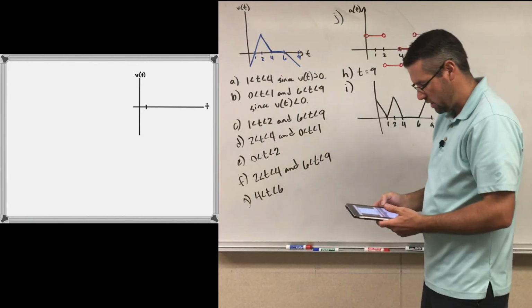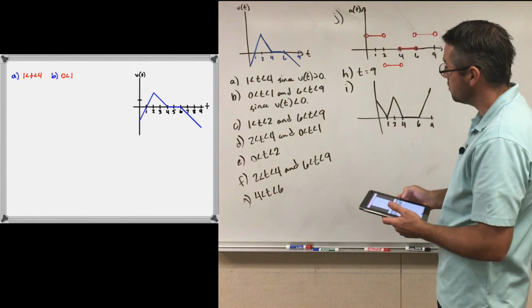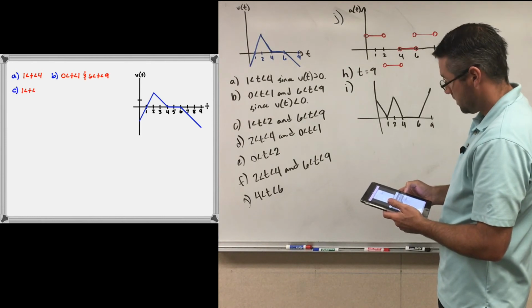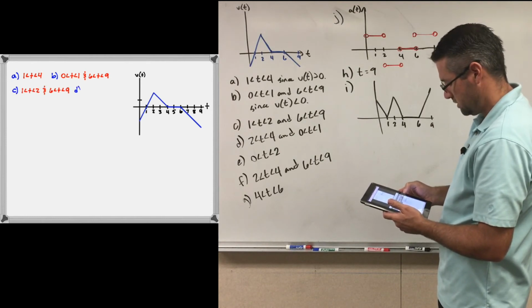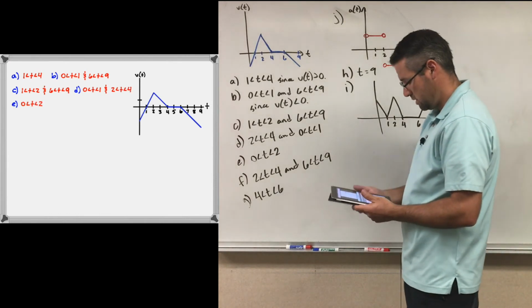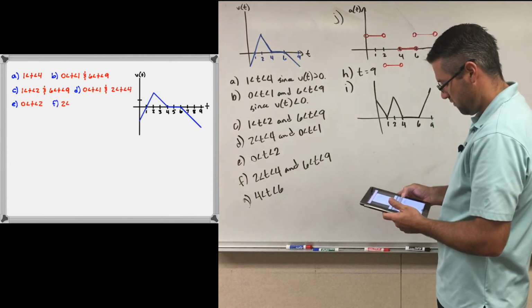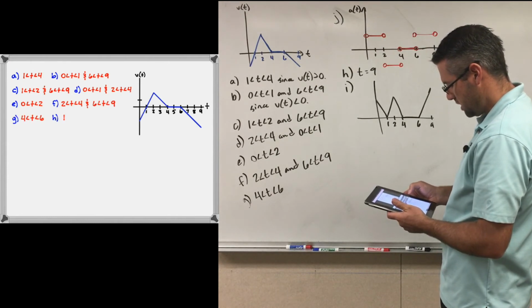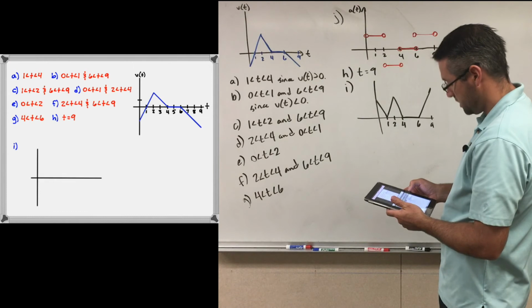And I'm just going to quickly look at the answers to make sure we did that all right. Looks good there. And then 1 to 2 and 6 to 9. D is 2 to 4 and 0 to 1. And then 0 to 2 for E. 2 to 4 for F and 6 to 9 for F. G is 4 to 6. And then t equals 9 is H.